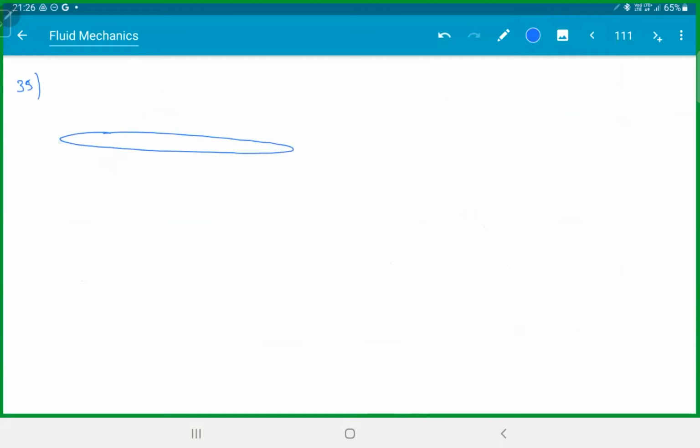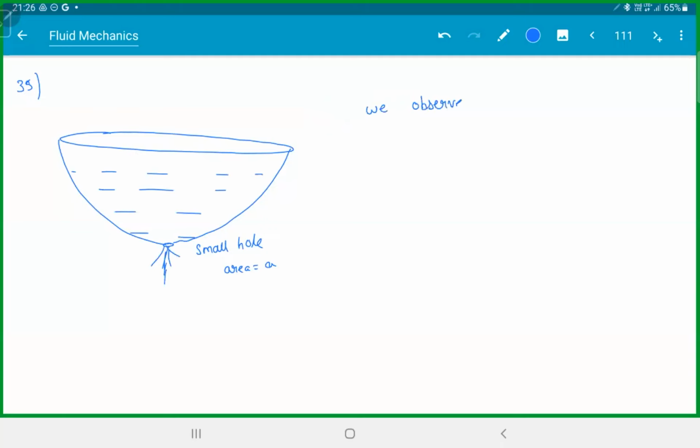This right is another question. Let's say someone made a bowl. We have a small hole here, area A. In this bowl's equation, y is equal to k into x power n. That is the bowl's equation. Actually, we can find the bowl's equation. Let's say there's a liquid here, and the liquid is leaking out. And we observe something interesting. We observe the height of the liquid decreases at a constant rate.